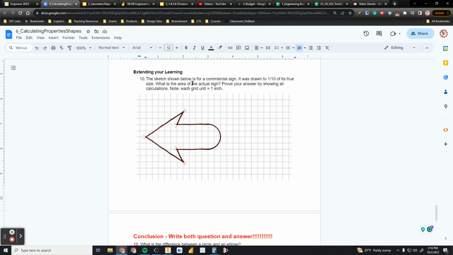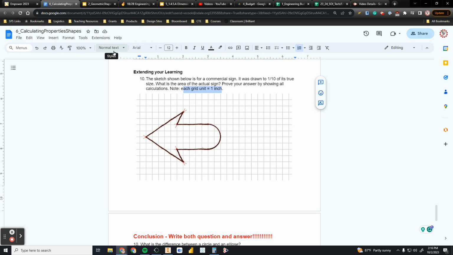So it says the sketch shown below is for a commercial sign. It was drawn to 1/10 of its true size. So that's going to be important information right there. What is the area of the actual sign? Prove your answer by showing all calculations. Note each grid unit is equal to 1 inch.